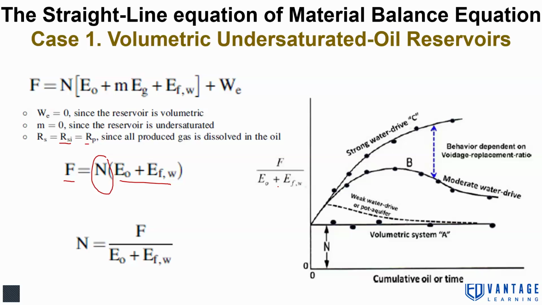But this plot is called the Campbell plot. So Campbell is a scientist. So F by EO plus EFW versus NP or time will give me a horizontal straight line, which shows a volumetric system, which is purely due to pressure depletion. And if it has a positive slope upwards or a constant slope later on, which suggests strong water drive, or if it has a positive slope and again it goes to negative, it's a moderate water drive. And if it has a positive slope in the initial days and again goes to a negative slope in the initial days itself, it is weak water drive. So we will also understand whether the reservoir that we are looking at has support or not.